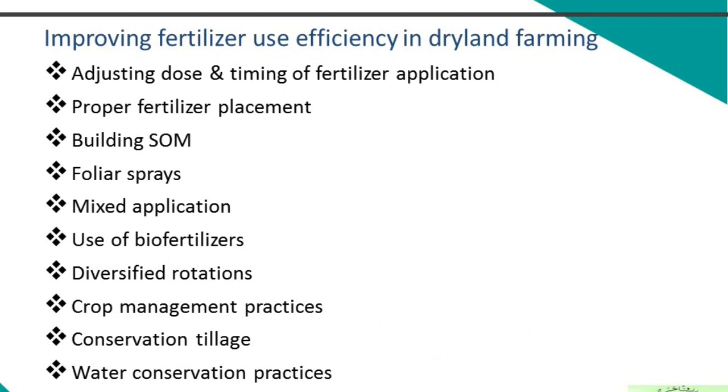Since fertilizers are a costly input, every effort must be made to improve the efficiency of fertilizer use in dryland farming. There are different options available for improving fertilizer use efficiency. For example, adjusting the dose and timing of fertilizer application. Usually, the dose of recommended nutrients for rain-fed areas is less than for irrigated areas in case of cereal crops, whereas for pulse crops the recommended dose is the same for irrigated and rain-fed areas.